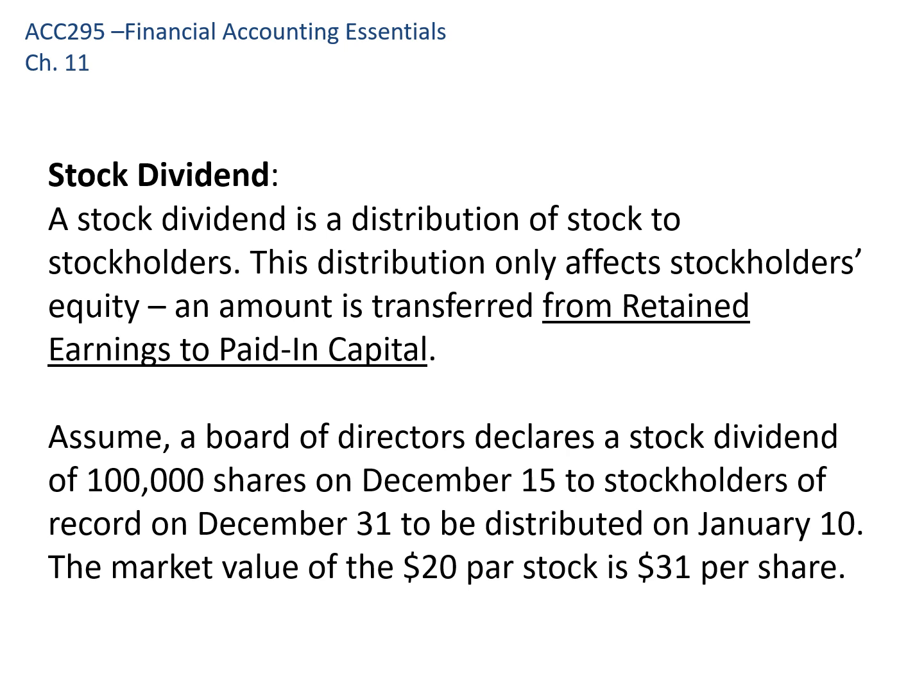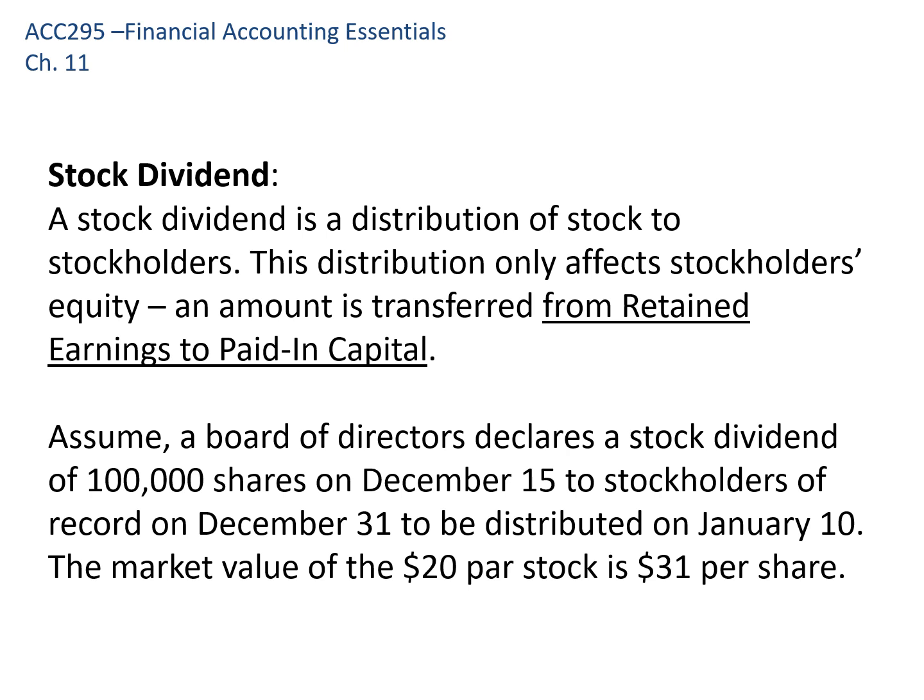Now, a stock dividend is a little bit different. So it's issuing shares of stock, and in effect, it only affects the equity portion of the balance sheet, and it transfers money from retained earnings to paid-in capital. That's the net effect of that. So in this case here, we assume the board of directors declares a stock dividend of 100,000 shares on December 15th to shareholders of record on December 31st to be distributed on January 10th.